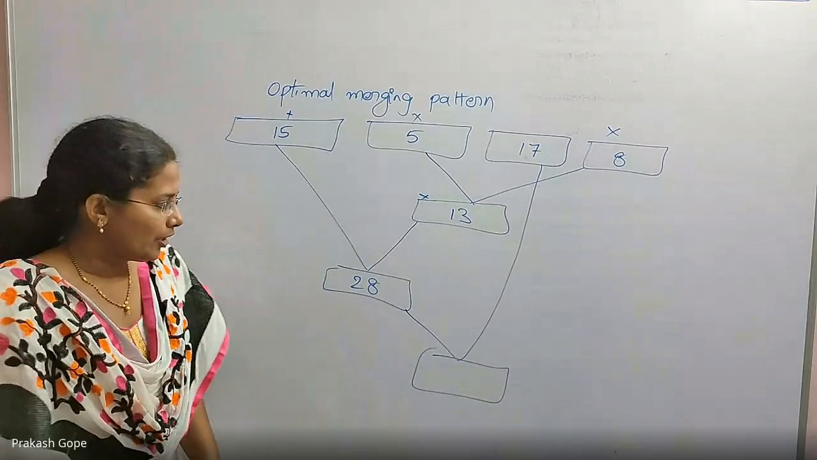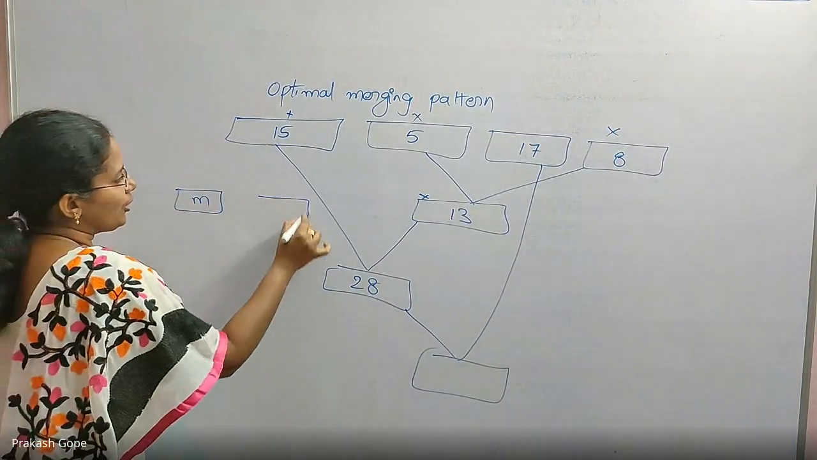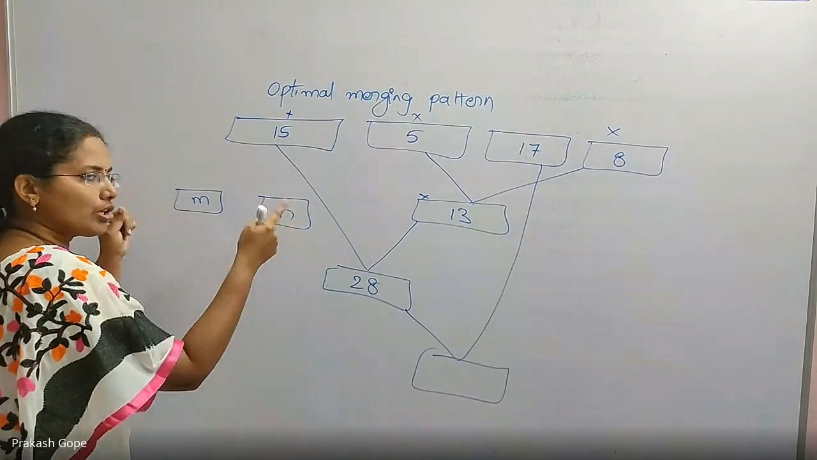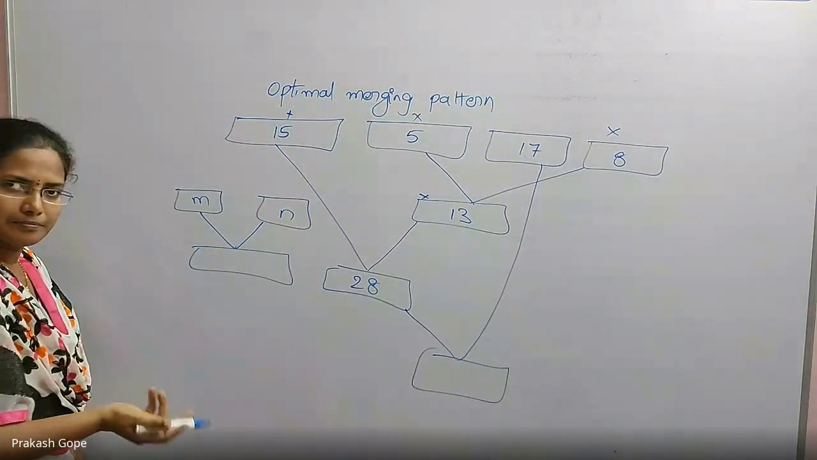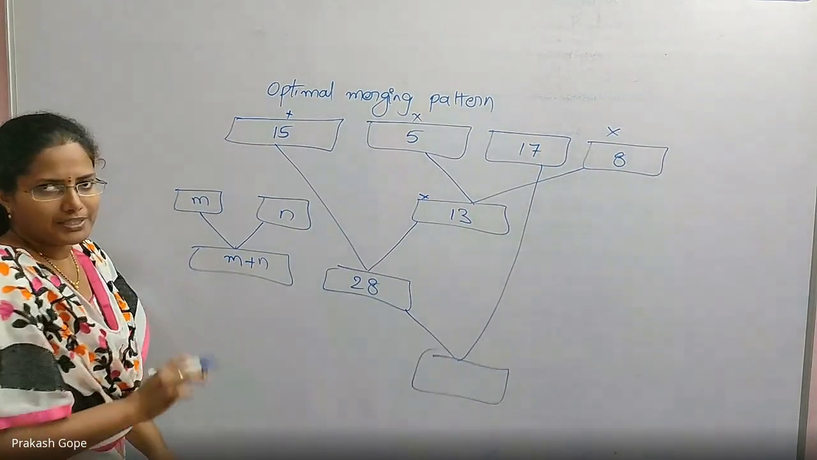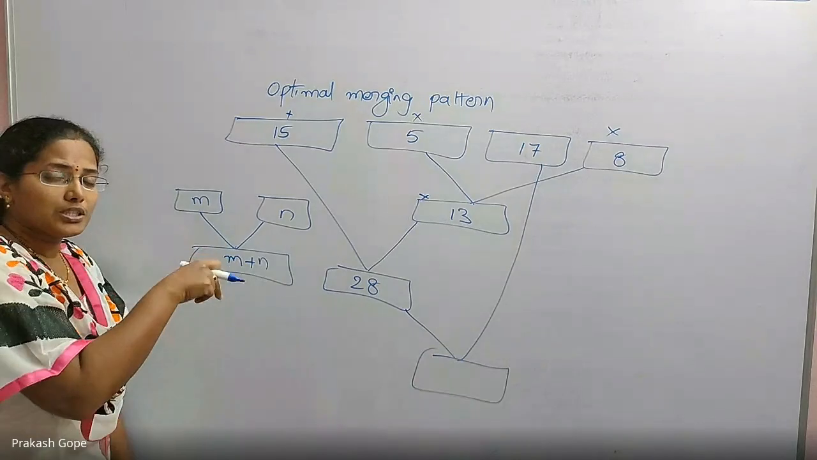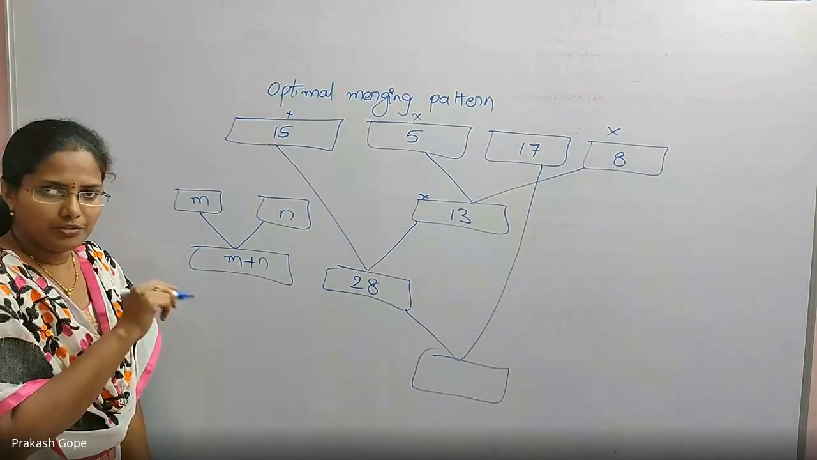Tell me, if I have an array of m elements here and an array of n elements here, both sorted, and I want to merge them into one single file, so that the number of records will be m plus n. What is the worst case number of comparisons, the maximum number of comparisons? Yesterday we discussed this.